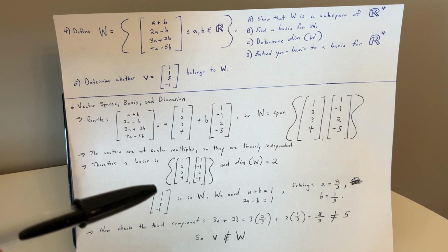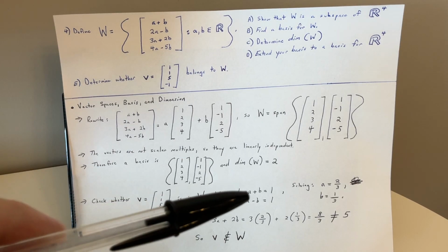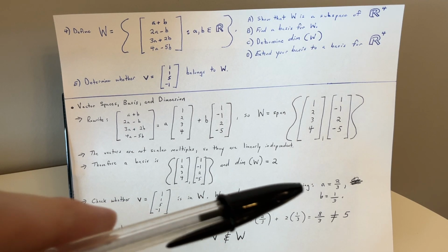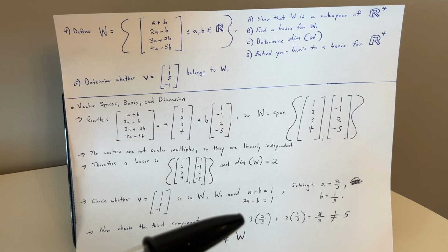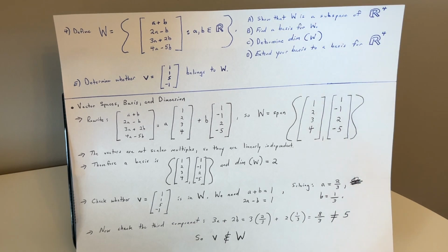Check whether V equals 1, 1, 5, negative 1 is in W. So we set up this system. A plus B equals 1, 2A minus B equals 1. Solving, we get A is 2/3, B is 1/3. Now we check the third component. 3A plus 2B equals 3 times 2/3 plus 2 times 1/3, which is 8/3, and that does not equal 5. So that would be no. V does not belong to W.